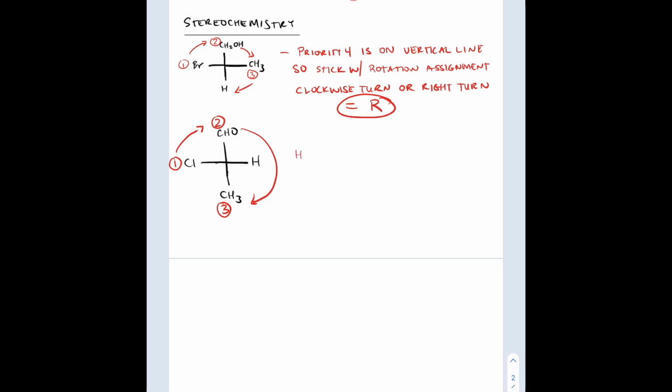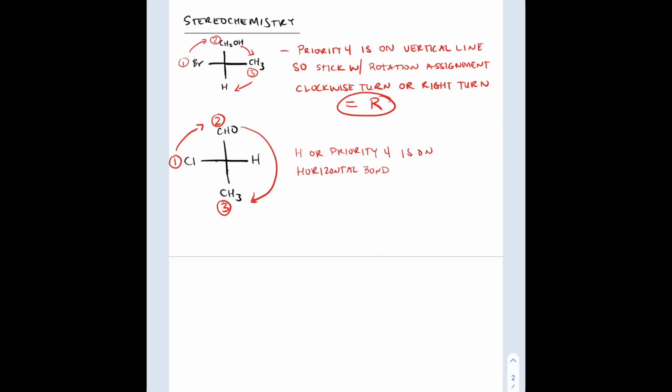And that also shows that we're rotating to the right, correct? But remember, the horizontal bonds are projected out at us. So remember, when priority 4 was projected out at us, if we rotated to the right, it had to be the opposite. Or we could do the thumb rule or whatever, however you got to do it.